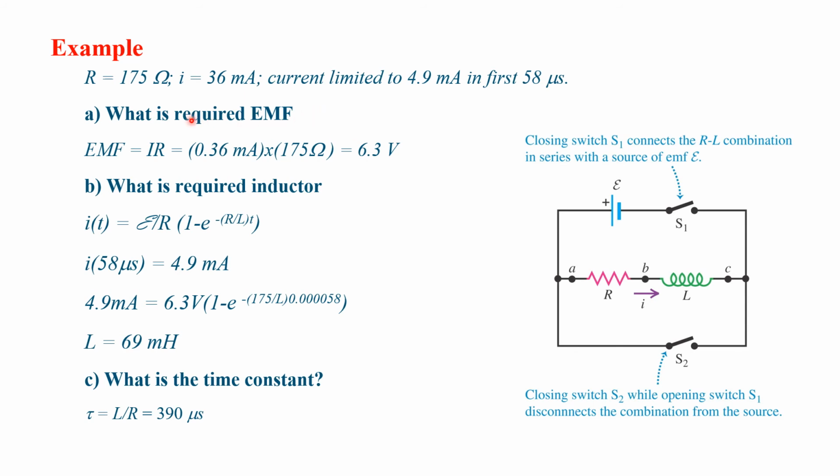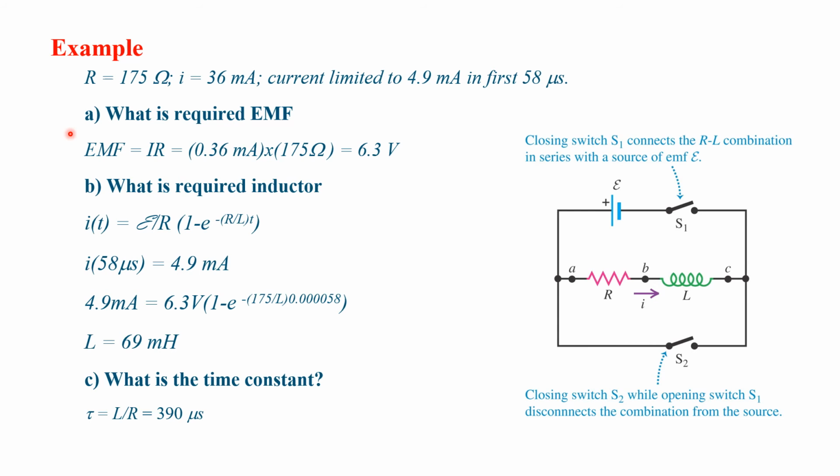So your required EMF is just equal to your current I times R, which is equal to 36 milliamperes times 175 ohms, which is equal to 6.3 volts.